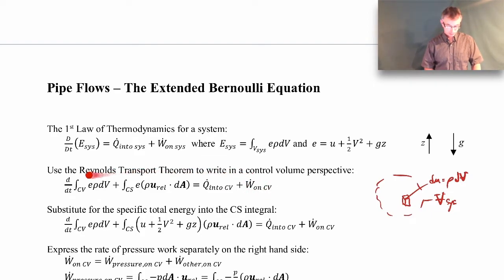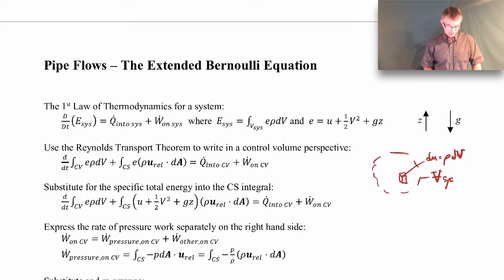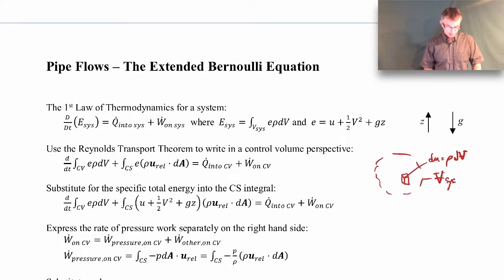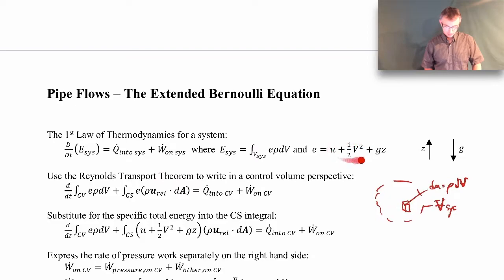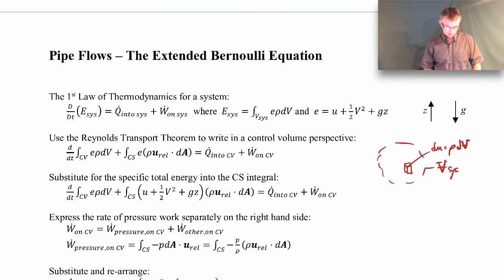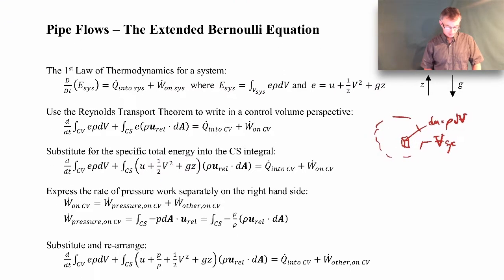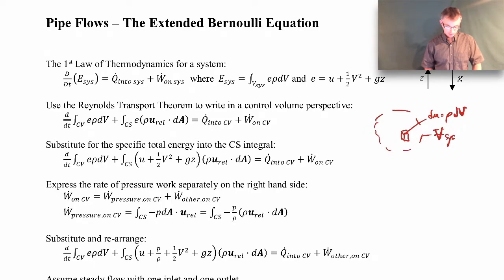So we get this expression from the Reynolds transport theorem. The next step is we just rewrite the specific total energy in terms of our internal energy, kinetic energy, and potential energy. The next step is to rewrite this rate of work term, or the power term. I'm going to break it up into the power due to pressure forces and all other effects, like pumps and things like that. So I'm going to just separate out the pressure in the fluid into a separate term.